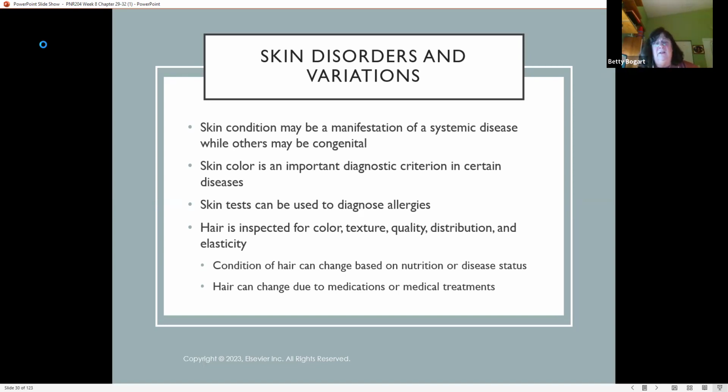Now, hair actually tells you what your nutritional status is. It's nice and shiny and grows and thick. We know that that is a person who's pretty healthy, right? Now, the hair can change due to medical treatments. Well, just think about chemotherapy, right? Hair can fall out. That's just one of them, and there's many more.